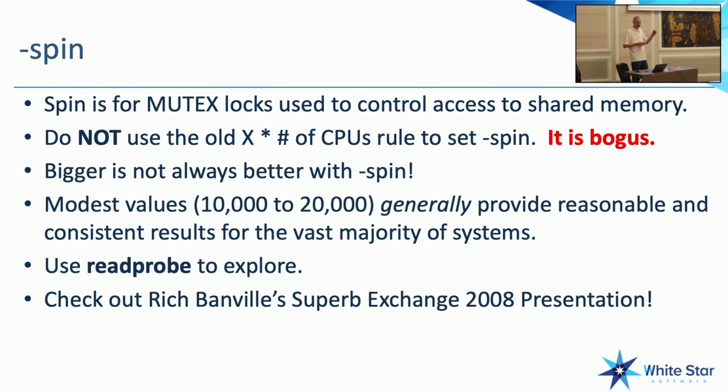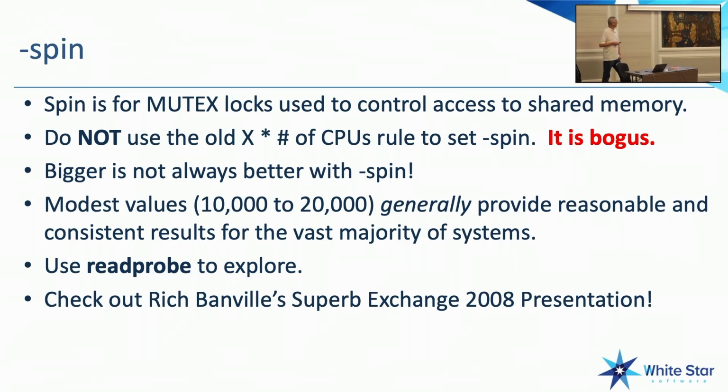A lock is taken in shared memory. It's called a mutex lock. If you remember your college days, you probably studied this kind of stuff. And it's more efficient than sleeping, although it does use a little bit of CPU. You can get carried away. If you make spin too high, then you're going to spin and consume CPU more than you would have napped. So there's a balance that you want to reach there.